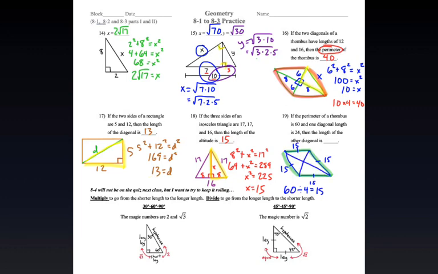And one diagonal is 24. Remember, what do the diagonals do to each other in this parallelogram? It splits the 24 into 12 and 12.